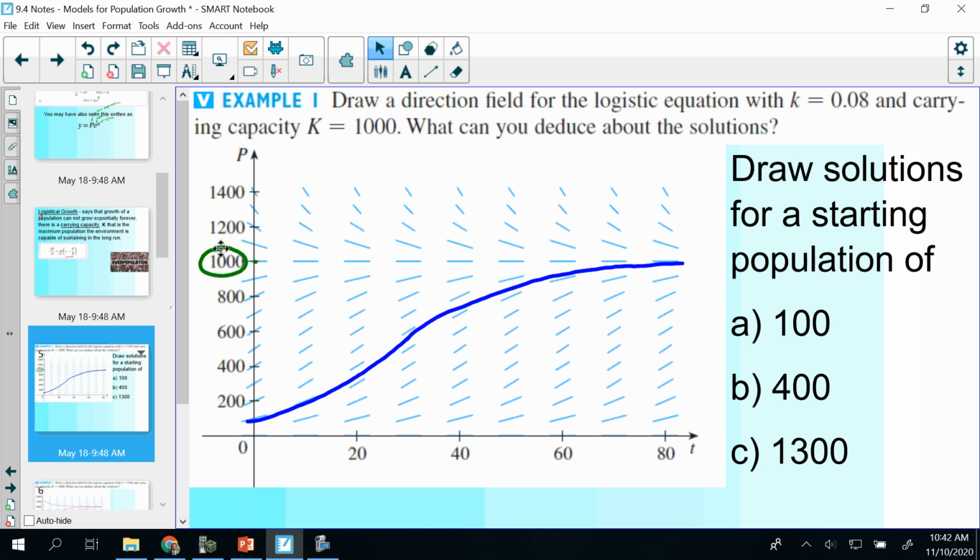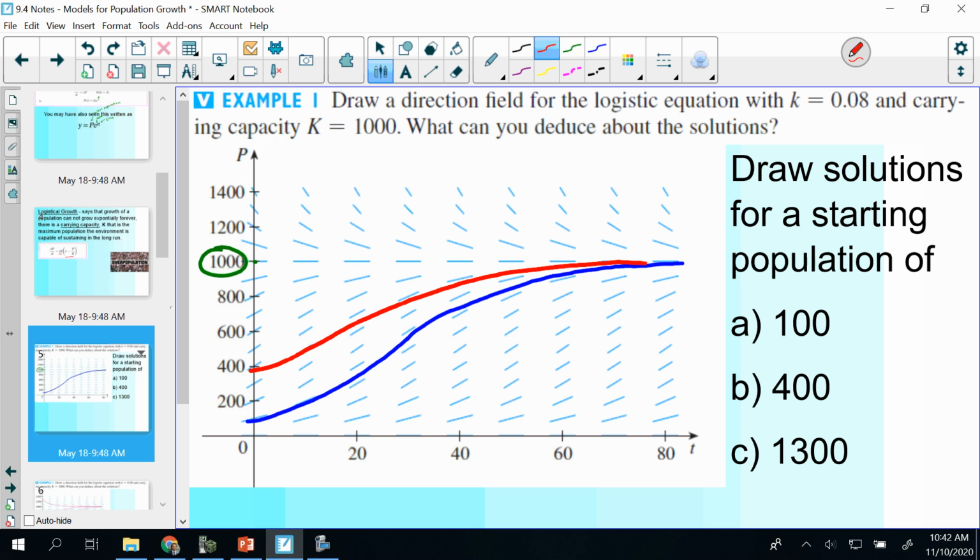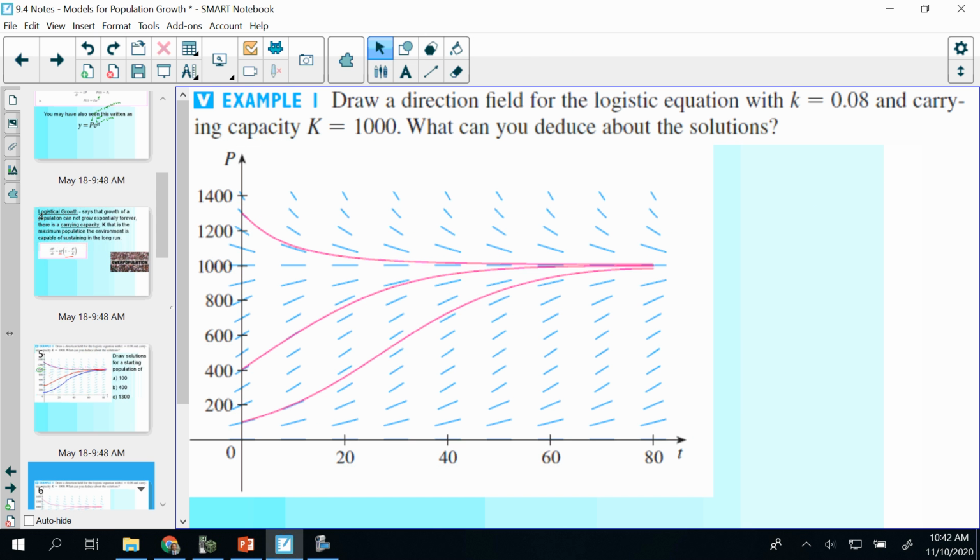Same thing if we started at 400 as our initial population, we're growing, but it's slowing down as we reach the carrying capacity. If you'd start over the carrying capacity at something like 1,300 up here, now we're going to have our population drop off to that, again, carrying capacity there.